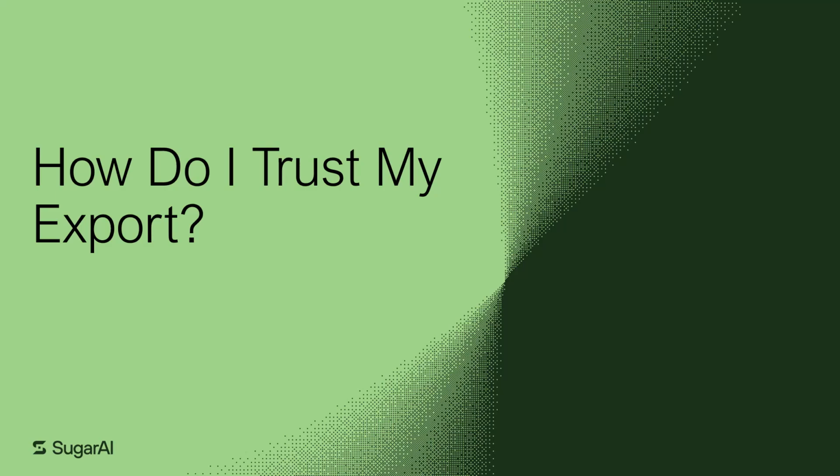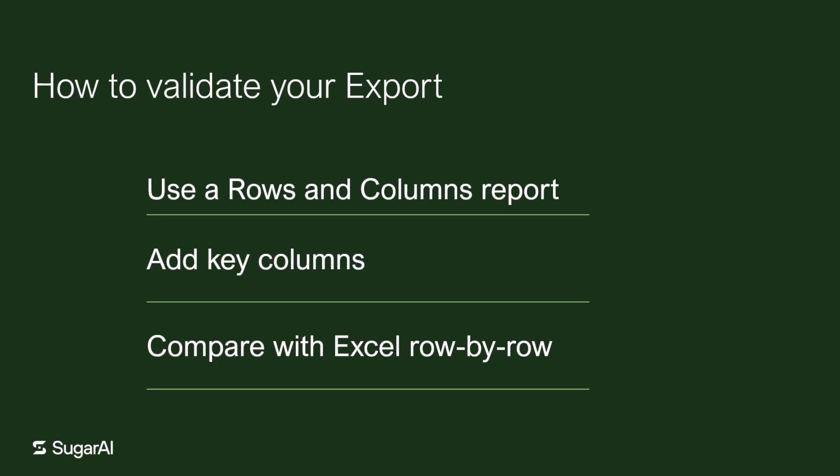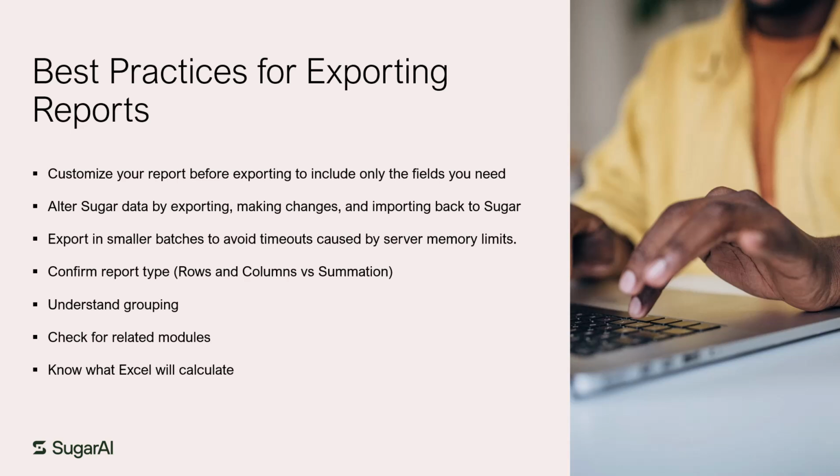Next, let's talk about how you can trust your export. The best way to validate your export is to go back to the source. Start by using a rows and columns report. Add key columns like amount or date, and compare the data with Excel row by row. Always validate raw data before relying on aggregated totals. Before exporting, a few simple checks can help prevent confusion.